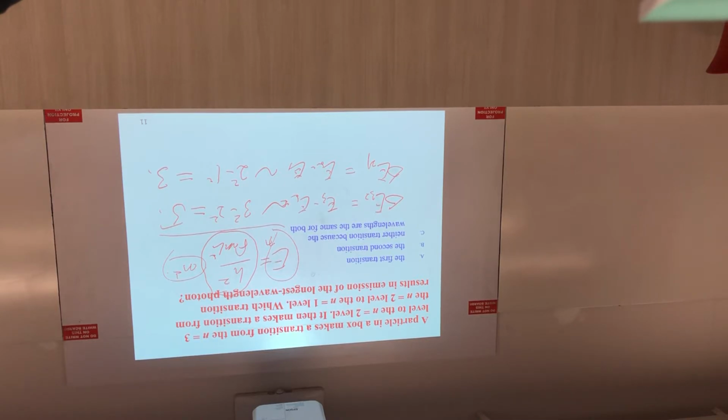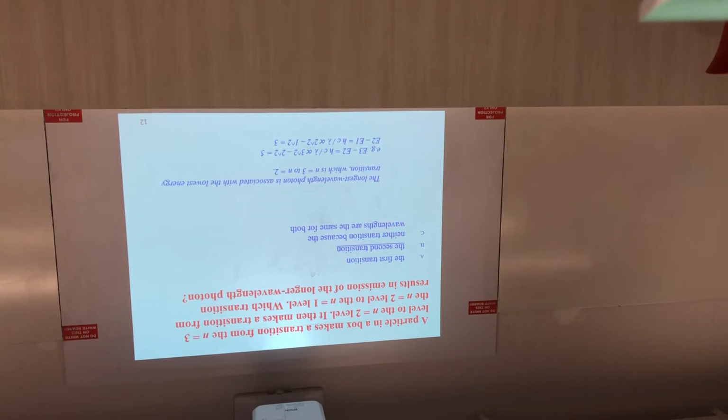So then, which transition will generate higher energy? This one, isn't it? Higher energy is related to h times f, isn't it? So higher energy means the frequency is high, okay? So the frequency is fast, therefore the wavelength is short. So the first transition has lower energy, therefore the wavelength is longer. So the correct answer is the second one.